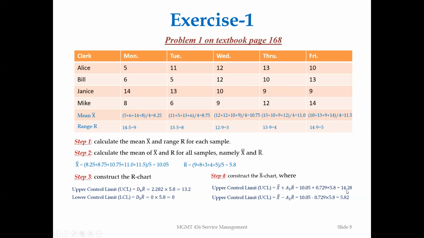From now on, we can keep collecting samples. For each sample we collect, we can calculate X bar. In other words, we can calculate the mean of the sample and compare the mean with these two limits. If the mean is above 14.28 or below 5.82, that means the process might be out of control. That means you might need to do some work to identify the reason.